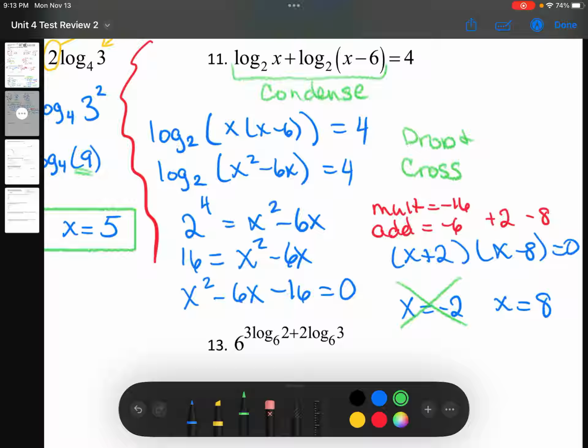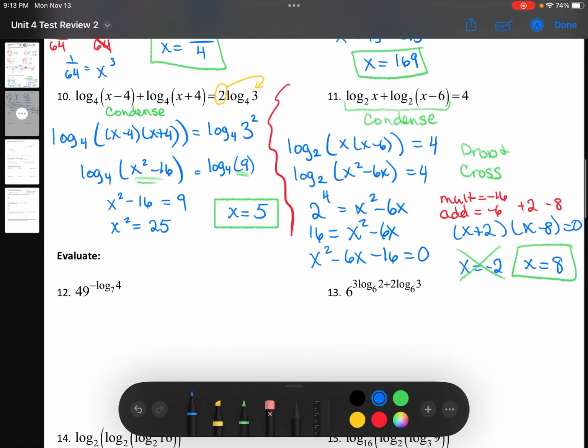We cannot put a negative 2, a negative anything, into a log. Its domain is only from 0 to infinity. So we cannot use negative 2 as a solution, but this 8 is a solution.